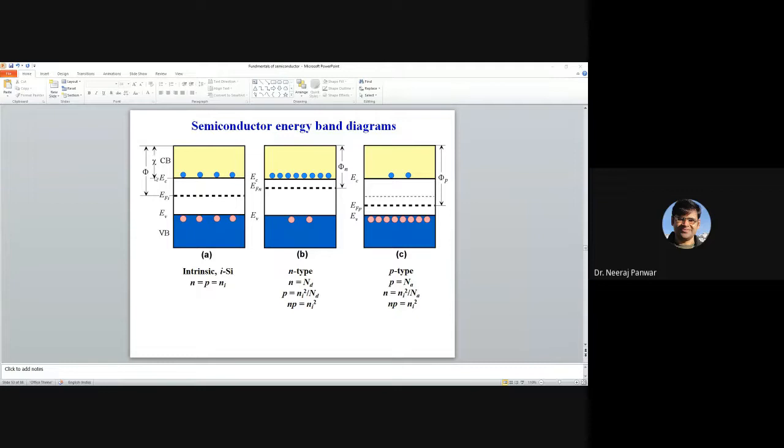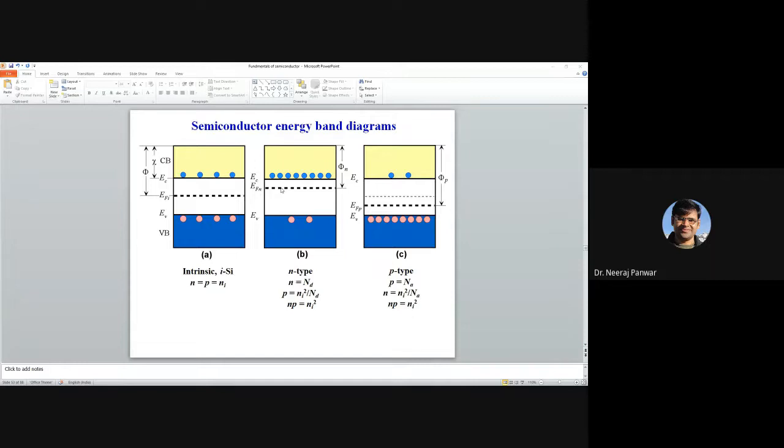It is electron affinity. So it is the difference between the bottom of conduction band and the vacuum level. So this is chi, because actual electrons are present here. How much energy is required to take out an electron from the bottom of conduction band to the vacuum level is defined as electron affinity. So in case of semiconductor, this quantity electron affinity is important.